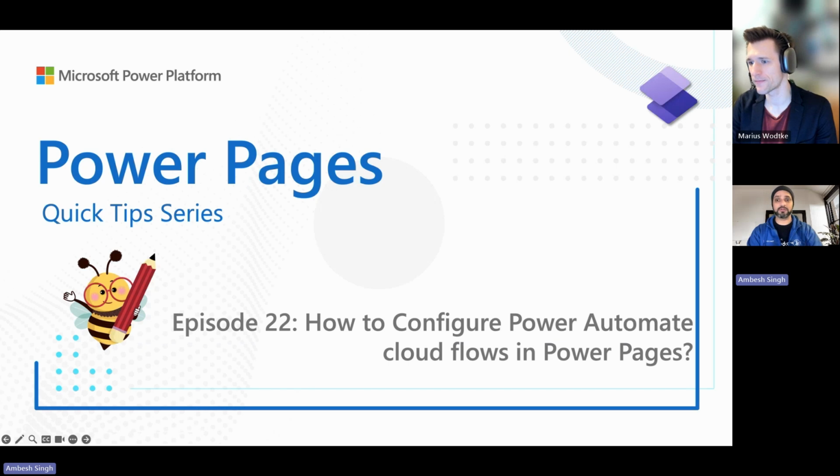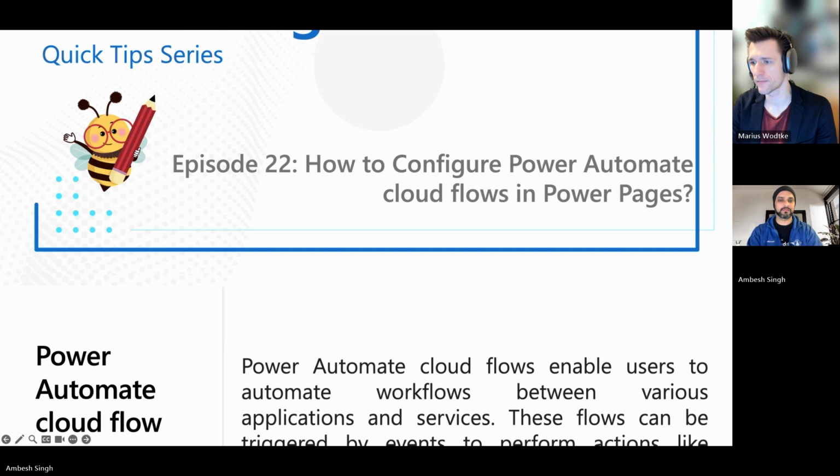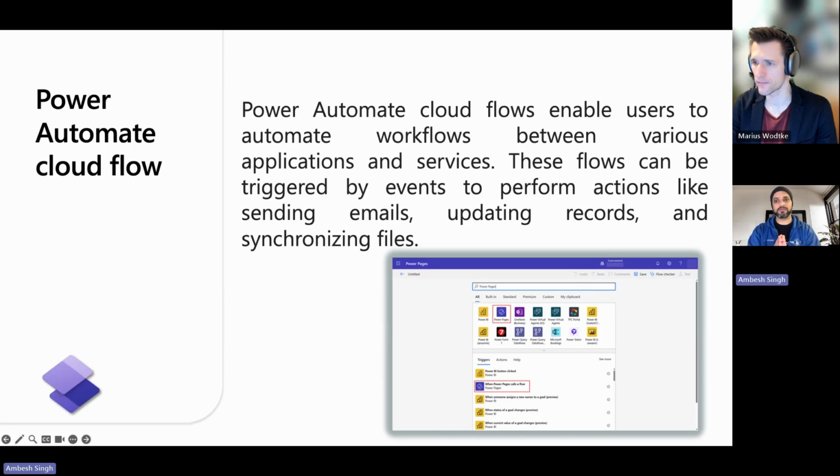We will explore how to configure Power Automate Cloud Flows in Power Pages. Power Automate Cloud Flows allow users to create automated workflows between different applications and services. You can use a Power Automate Cloud Flow to create the logic that performs one or more tasks when an event occurs. For example, configure a button so that when a user selects or clicks it, it sends an email or meeting request, updates records, collects data, synchronizes files, and does a lot of other tasks.